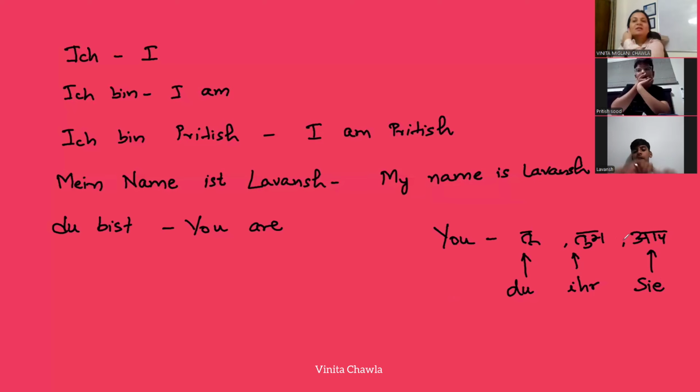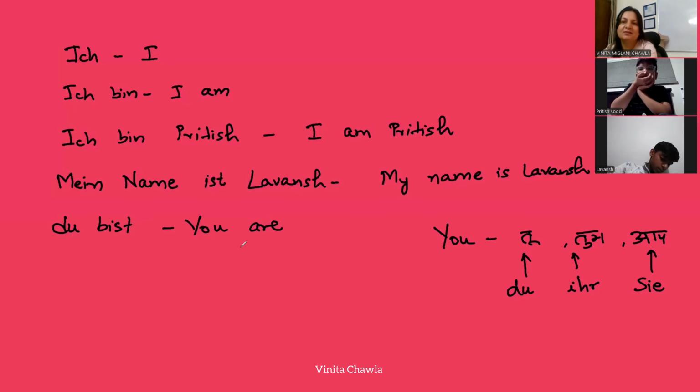R is silent because R is at the end, so it is silent, and therefore it is ihr. And H is also silent because H is after I, in the middle of a word. So H is silent and the sound of R is a. So it's ihr. So you are. Du bist, you are.